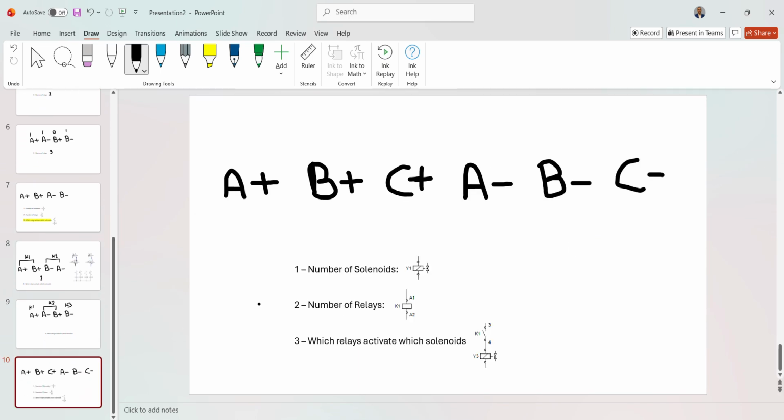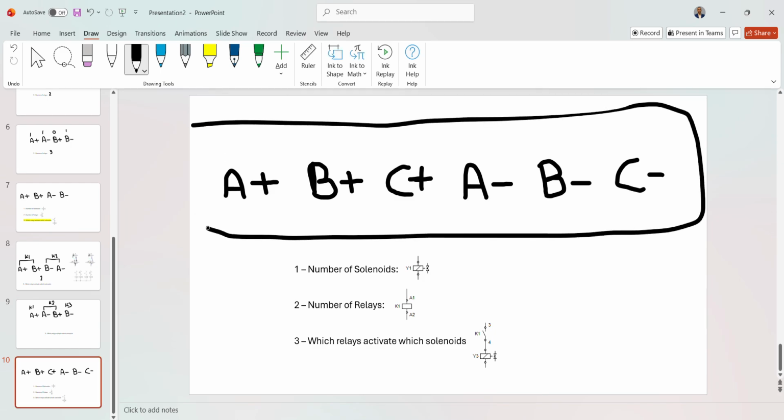All right. So to exercise that, try to answer these 3 questions for this sequence. We will answer them in the next lab, which is on Wednesday. However, be prepared to answer it. What is the number of solenoids I need? What is the number of relays I need? And which relay will activate which solenoid?